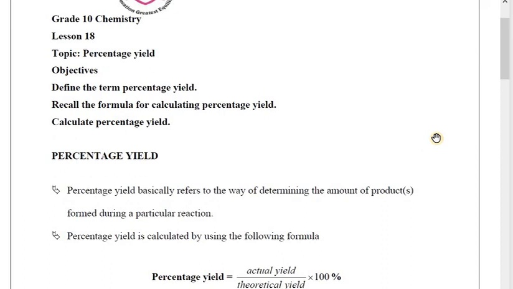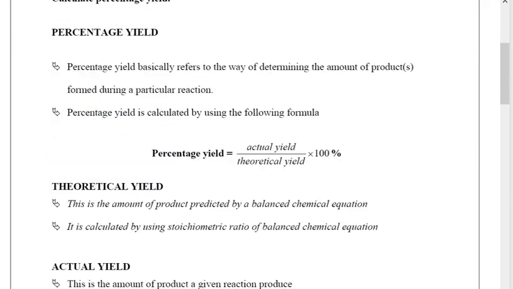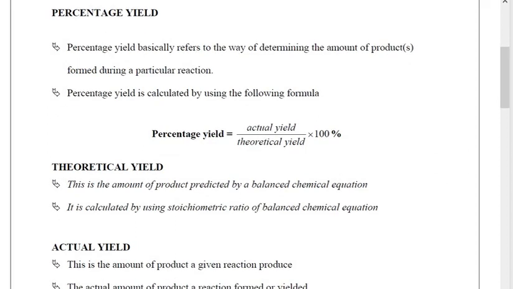Just pause and try and look at what the word yield means. Percentage yield: we are given the definition of the term percentage yield as referring to a way of determining the amount of products formed during a particular reaction. Percentage yield is calculated by using the following formula.